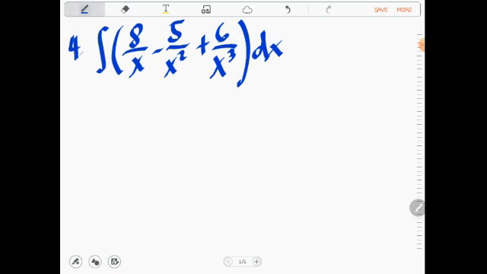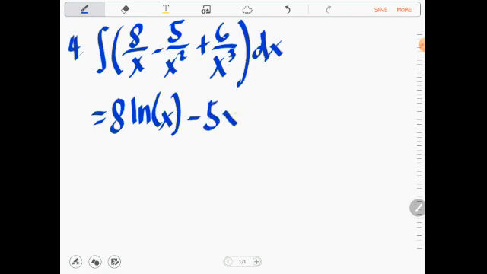So, alam natin that is ln. Okay? So, 8 ln of x. Then, minus the integral of 5x raised to negative 2. Ito ay meron pang integral. Bakit? Kasi hindi pa tayo nag-integrate dyan. Okay? Plus the integral of 6x raised to negative 3. Tinaas ko lang itong mga nasa ibaba na x squared at saka x cubed. Okay? Then, dx.